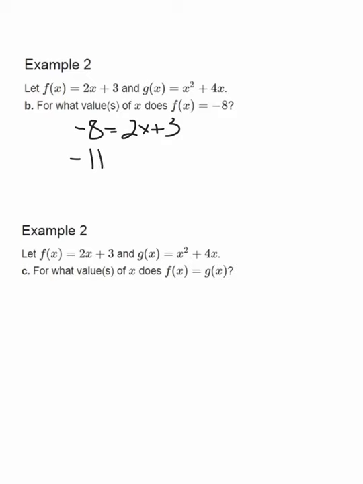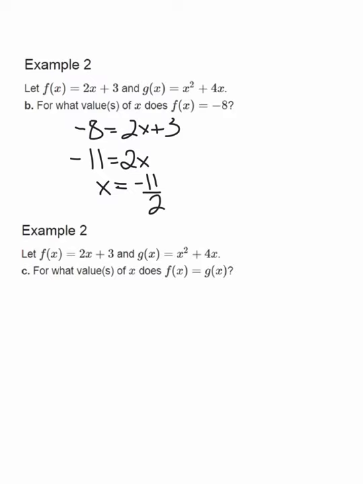Sorry, this is so messy. I'm using a really small stylus, so that's why. X is equal to negative 11 over 2. You can leave that as an improper fraction. That's no problem.